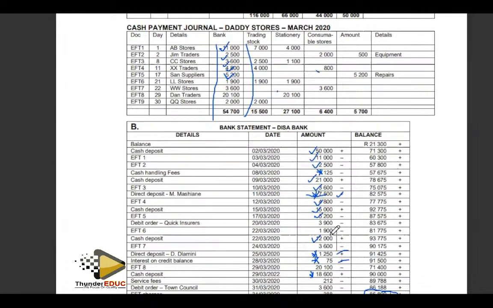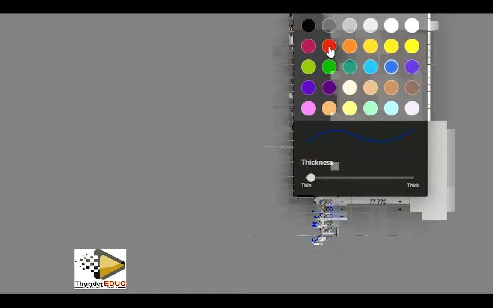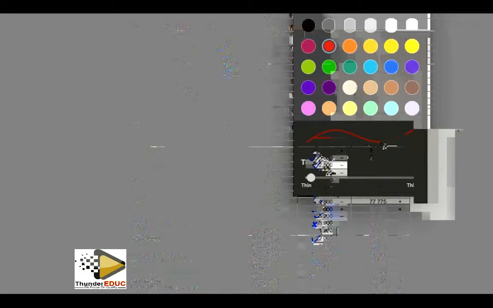There is 1,900. Then there is 3.9, which doesn't appear. So we have to put a star on it. No, I think it would be better if I use a different color for you here so that you can know. Now for debits, I'm using a different color, please. Let me use this.